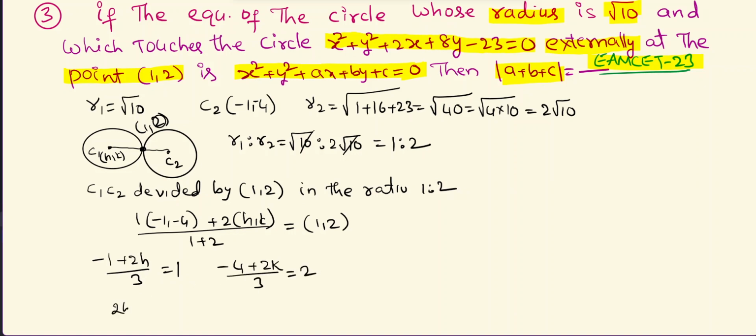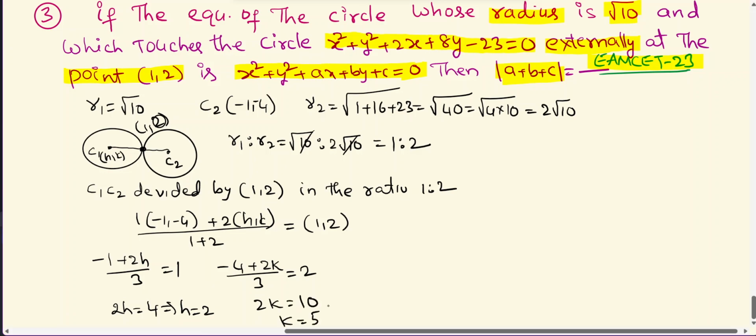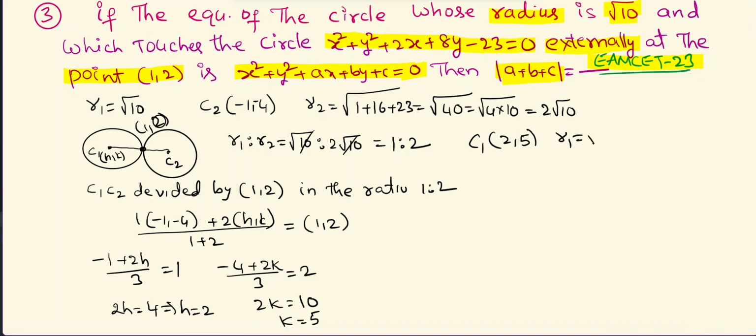From this, 2h is equal to 3 plus 1, which is 4, so h is equal to 2. From this, 2k is equal to 6 plus 4, which is 10, so k is equal to 5. Therefore the center of the first circle C1 is 2 comma 5, and the radius r1 is given as root 10.